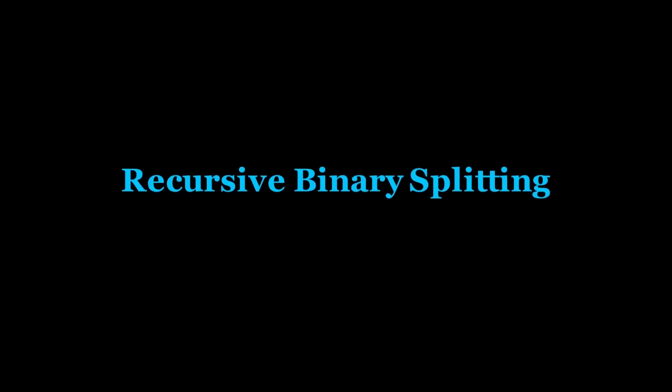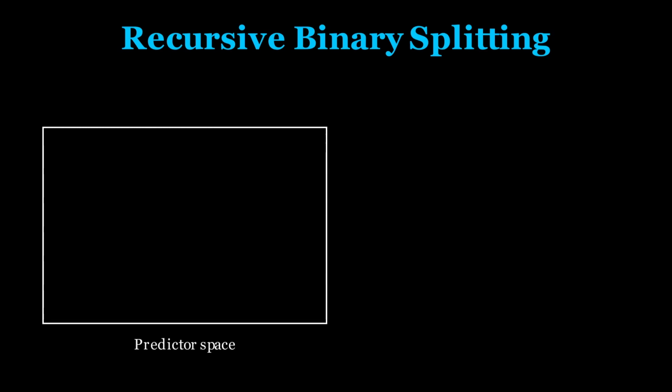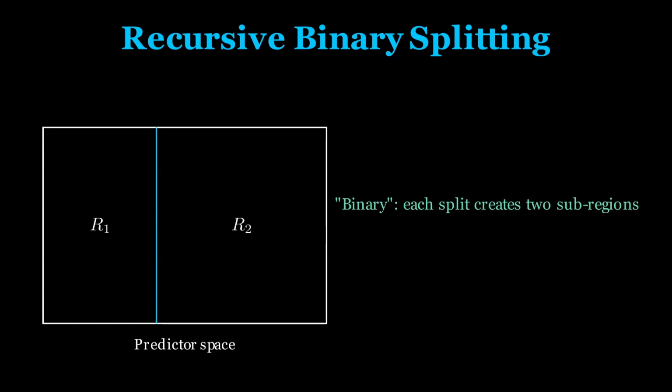Recursive binary splitting is the process used to create a regression tree. Picture the entire predictor space as one big region containing all of our training data. It is called binary because each step splits a region into exactly two subregions. Here, one split divides the space into two regions.